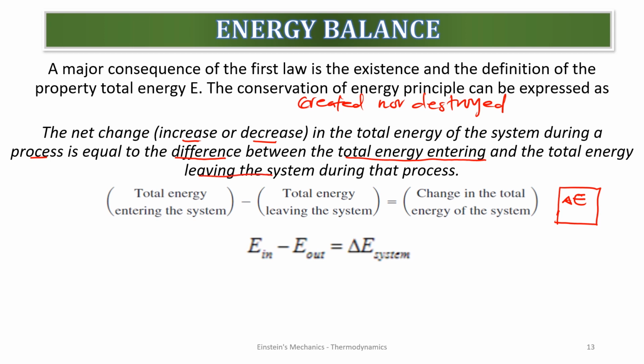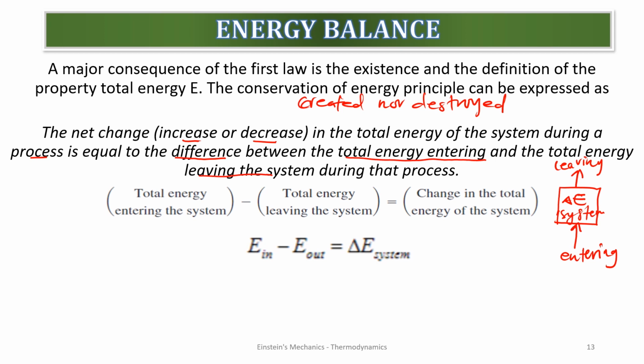So what we are trying to say is that if this system is undergoing a process, then the change in energy is equal to the difference between the energy leaving and the energy entering. The change in the total energy within the system is equal to the difference between the entering and the leaving. Are we good? So if we want to know the total energy within a system, we take the difference between the energy entering the system and the energy leaving the system.